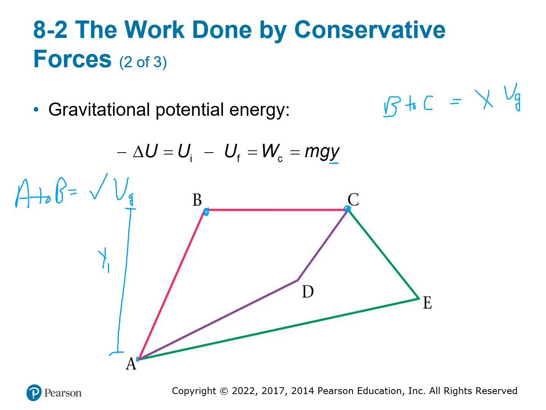If you go from C to D or C to E, you still have a change in height. It's just going to be negative, which is perfectly fine. And if you go from D to A, you have gravitational potential energy. Same thing if you go from A to E, E to A, D to E. As long as there's a change in height, you have gravitational potential energy.